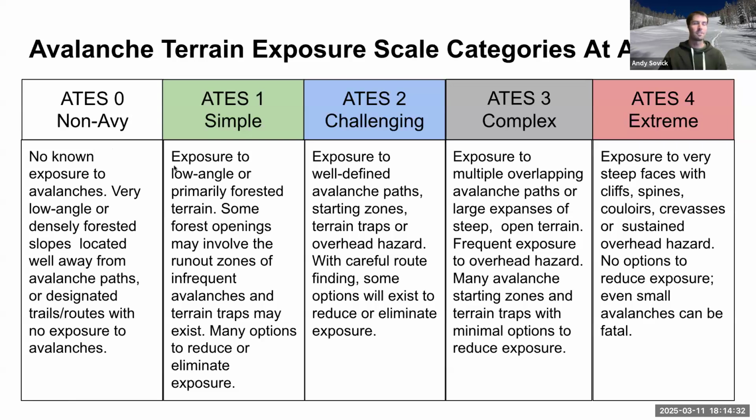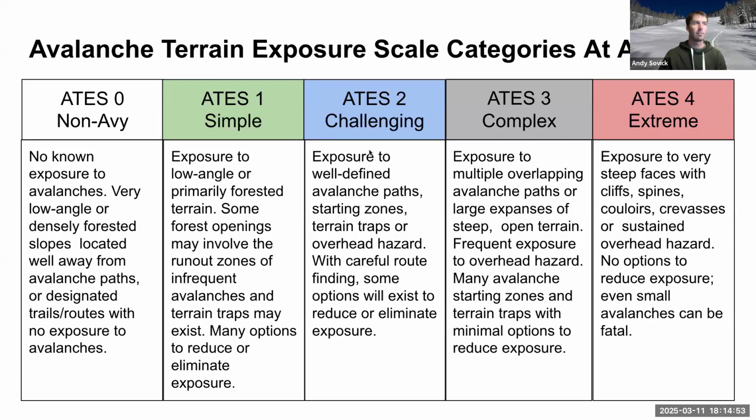It's tricky for those of us rating our terrain and measuring everything in the mountains when we get to this boundary right here between non-avalanche terrain and simple terrain. Simple terrain is avalanche terrain, and it's exposure to low angle or primarily forested terrain. And you can read on. Many options to reduce or eliminate exposure is kind of the key piece to know about in simple terrain.